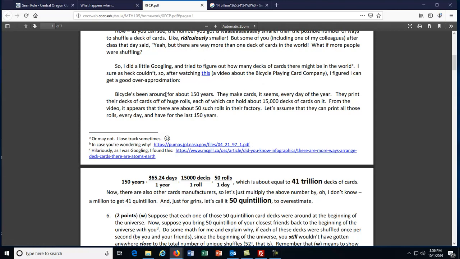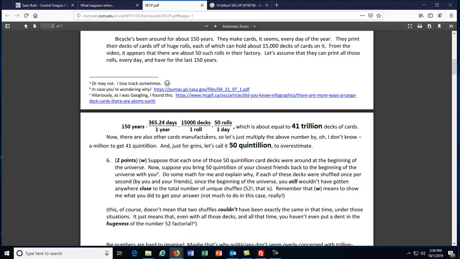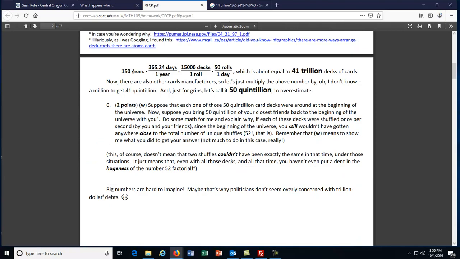Really rad. And I took all the numbers essentially that were in the video and upscaled them by quite a bit. So I said bicycles have been around for about 150 years, so we went with 150, which is actually longer than they have. That's how many days are in a year. We totally converted that.